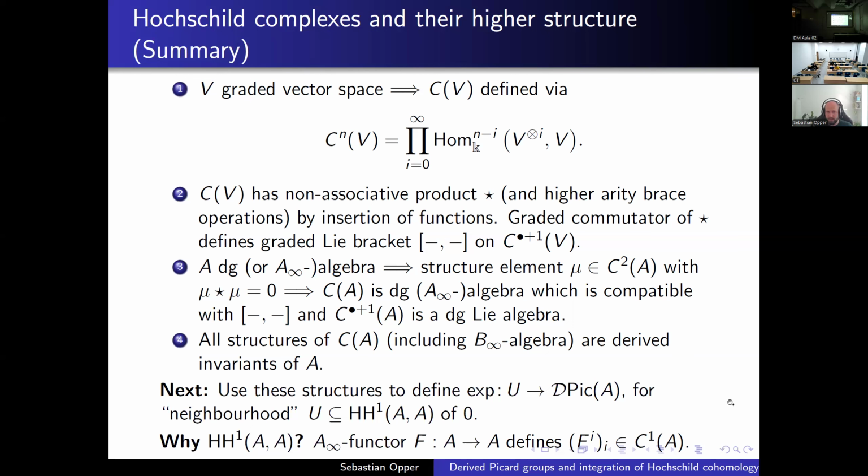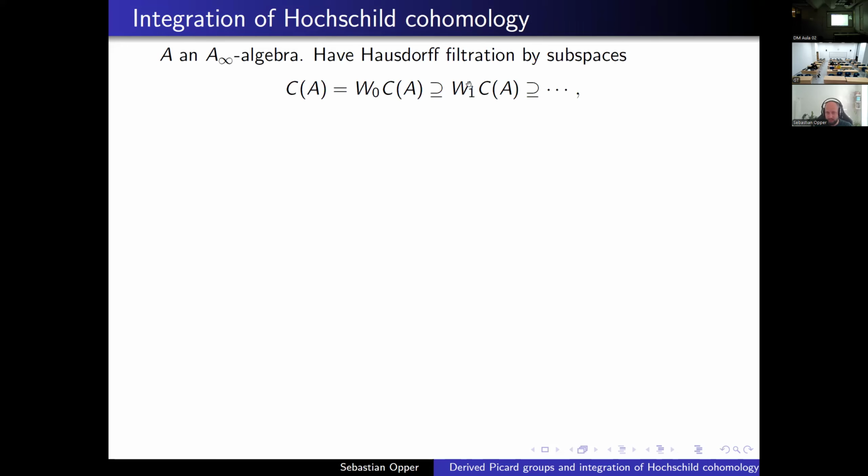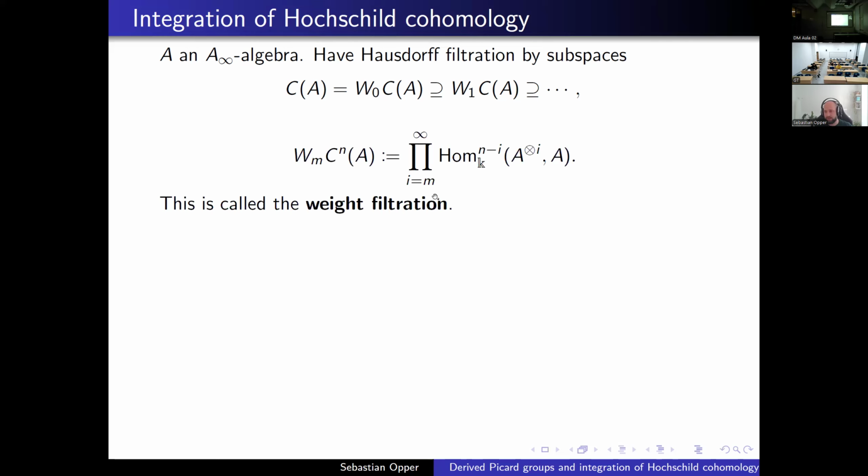Okay, so this is what we want to do now. How does this integration work? If I give you a DG algebra or an A-infinity algebra, then I can filter my Hochschild complex very simply by subspaces, and they're defined in exactly the same way. The only difference is that I don't start at 0 with i equals 0, but I start with n. So things in this part here are just tuples of functions which have at least n elements. And then, of course, I get the descending filtration, which is Hausdorff. This is called the weight filtration, or tensor length filtration for Western people. And then all of these are DG subalgebras.